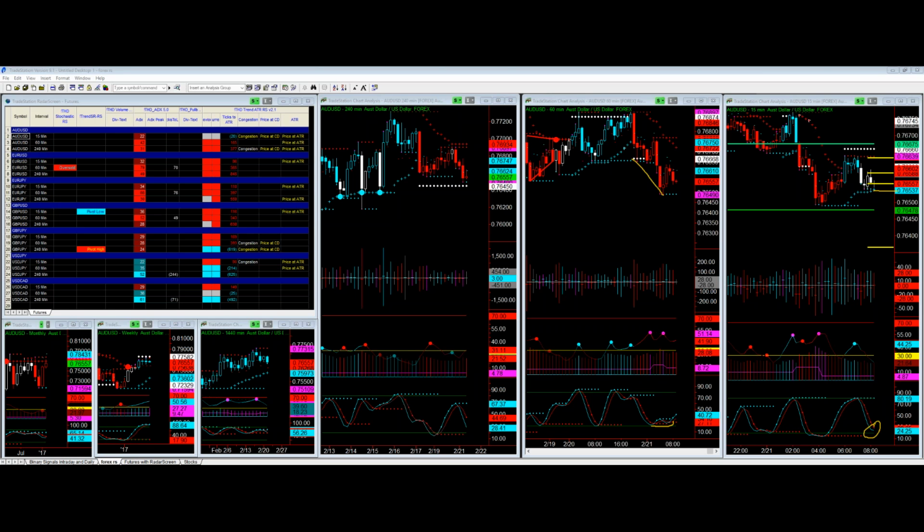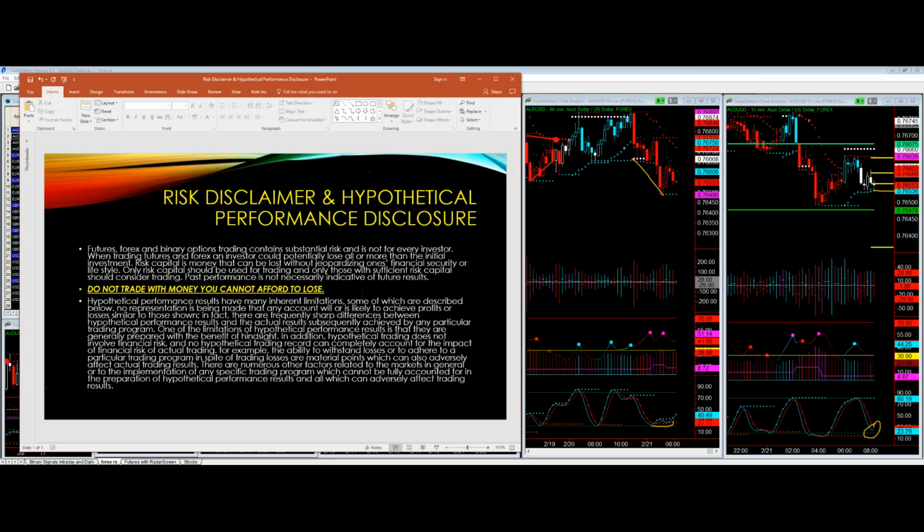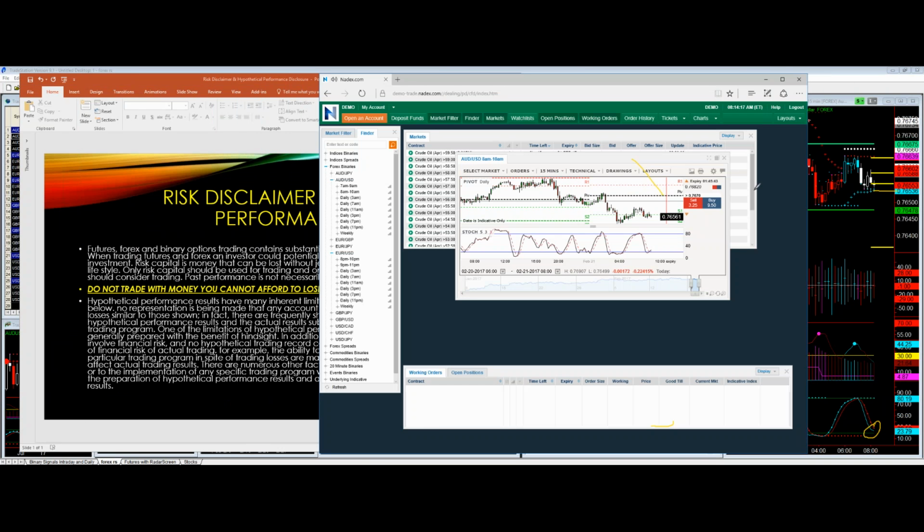Now, the Aussie dollar moves relatively slowly during this time period, okay? And again, I'm going to put the disclaimer up because I'm going to try to enter a trade on the Aussie dollar. Again, this is in demo mode.